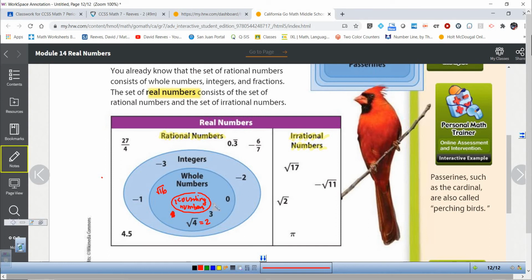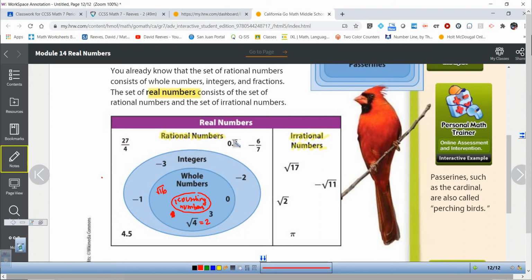All right, so again, starting with the smallest set of numbers and working our way out, anything you can count on your fingers is a counting number. Add 0 to those counting numbers, now you have whole numbers. Add the opposite of those whole numbers, and you have integers. Add in fractions and the decimal representations of fractions, and you have rational numbers.